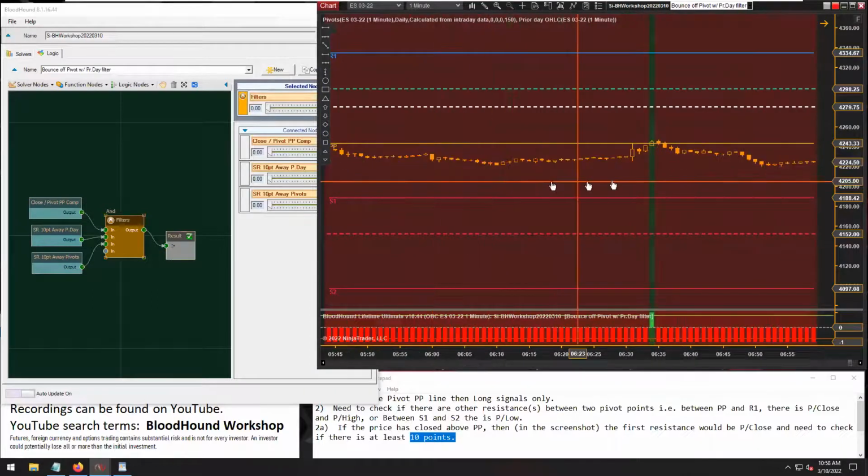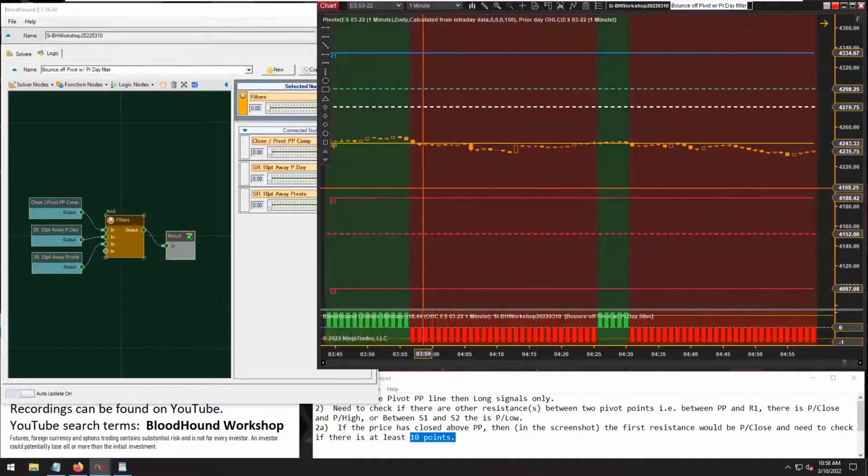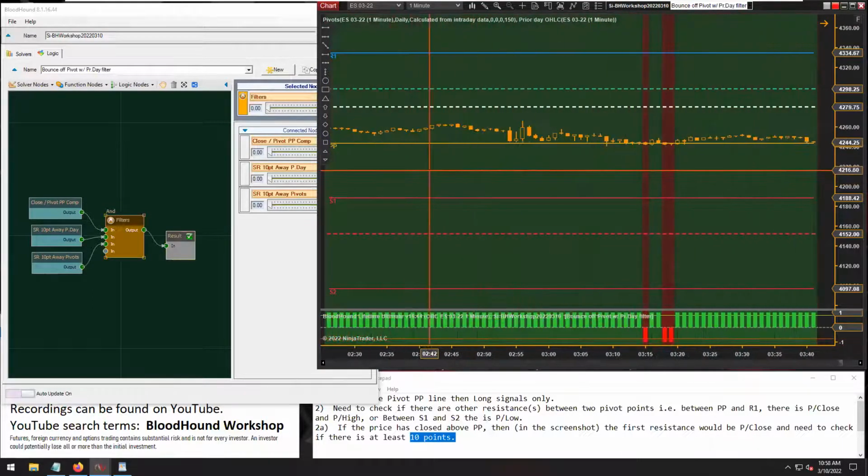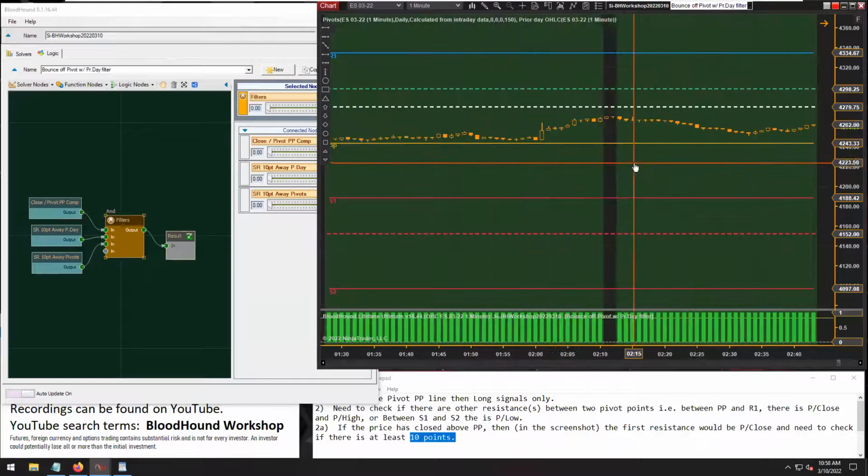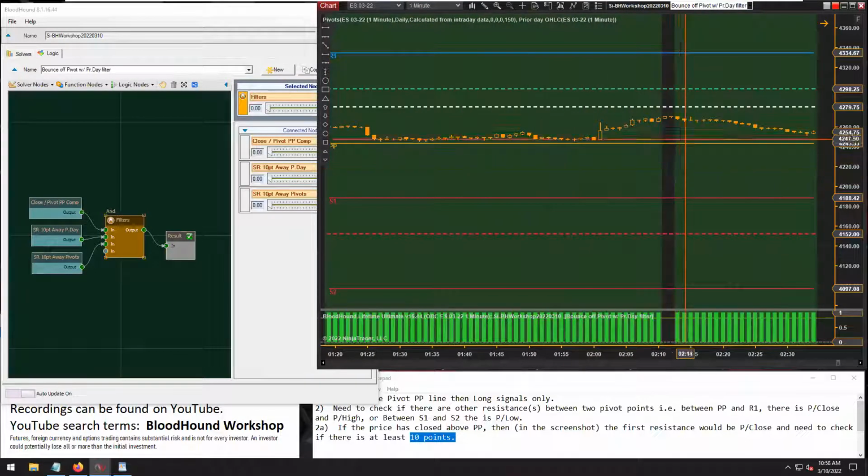Let's scroll back somewhere back here. And yeah, here we go. So if the closing price gets too close to a support resistance line, then no trade is allowed. If there's no output, then that's going to prevent any signal from getting through.